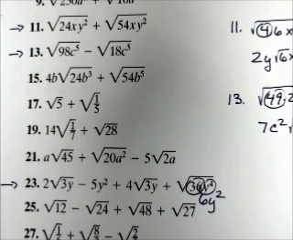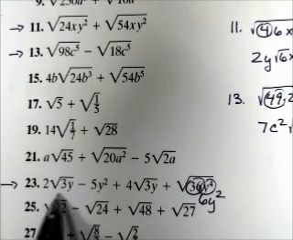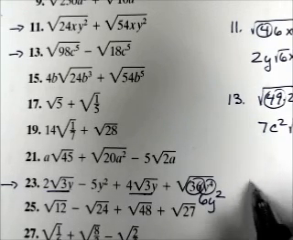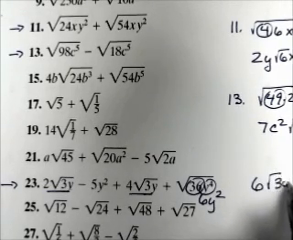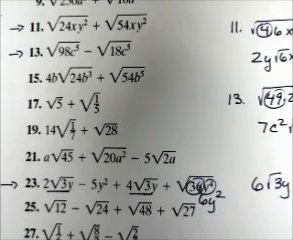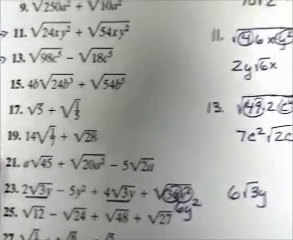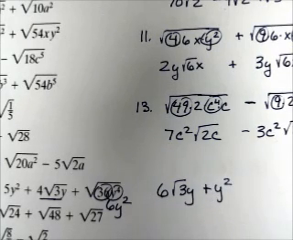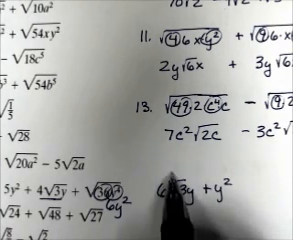Okay, and now combine like terms. 2 plus 4 is 6, so 6 square root of 3y. And negative 5y squared and positive 6y squared is a positive 1y squared. So we have 6 square root of 3y plus y squared.